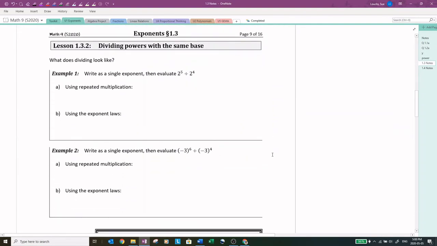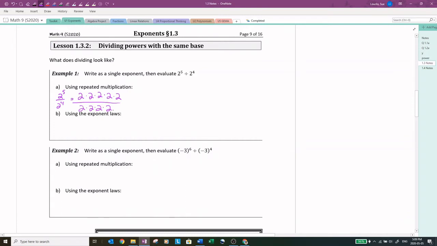Now we're going to look at dividing powers with the same base. So let's write this as repeated multiplication again. If we're going to divide this, it's 2 to the 5 divided by 2 to the 4. But I'm going to write it as a fraction instead because that makes more sense of what we're going to do with the numbers. So 2 to the 5 is 2 times 2 times 2 times 2 times 2, and 2 to the 4 is 2 times 2 times 2 times 2.